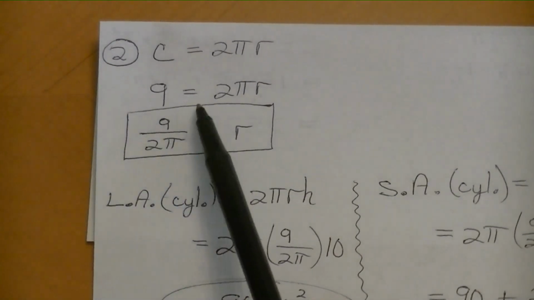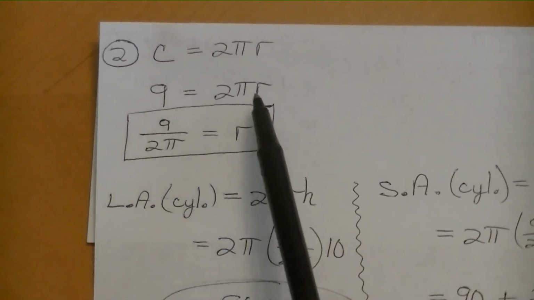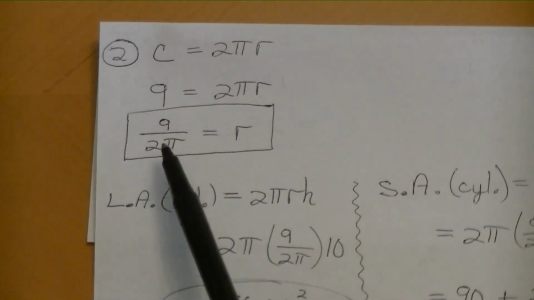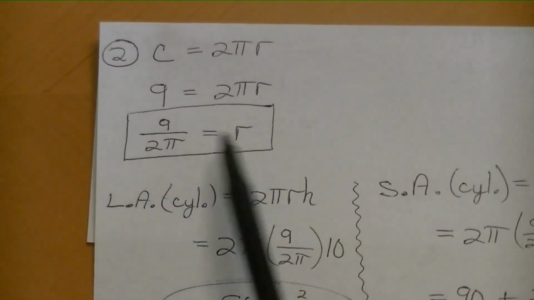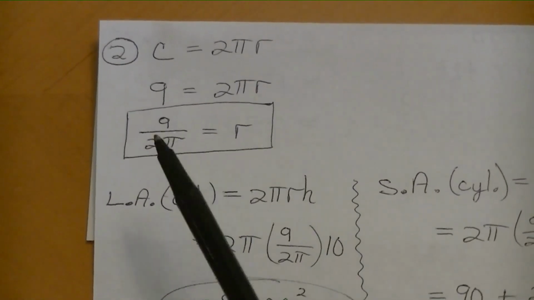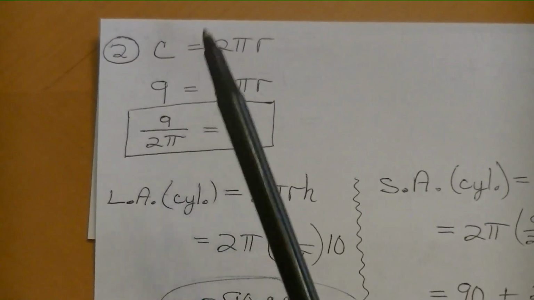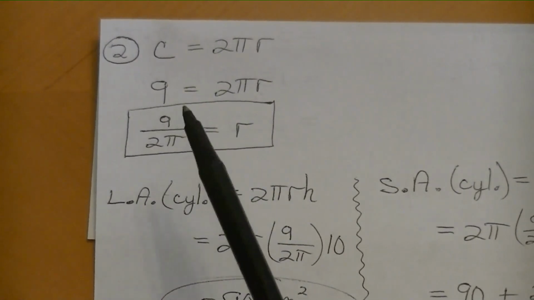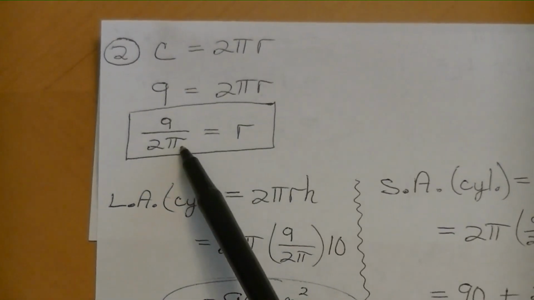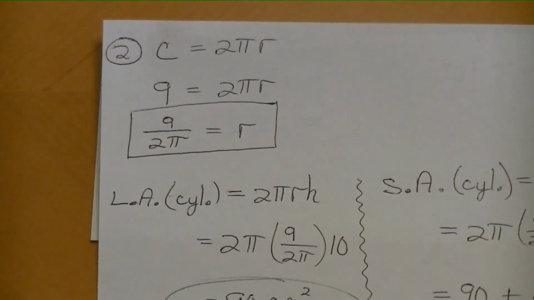So 9 is 2 pi r. 9 is the circumference. So I just divided both sides by 2 pi, and there's my radius. If you want to, you could write this as 4.5 over pi, not 4.5 times pi. That pi needs to stay in the denominator.